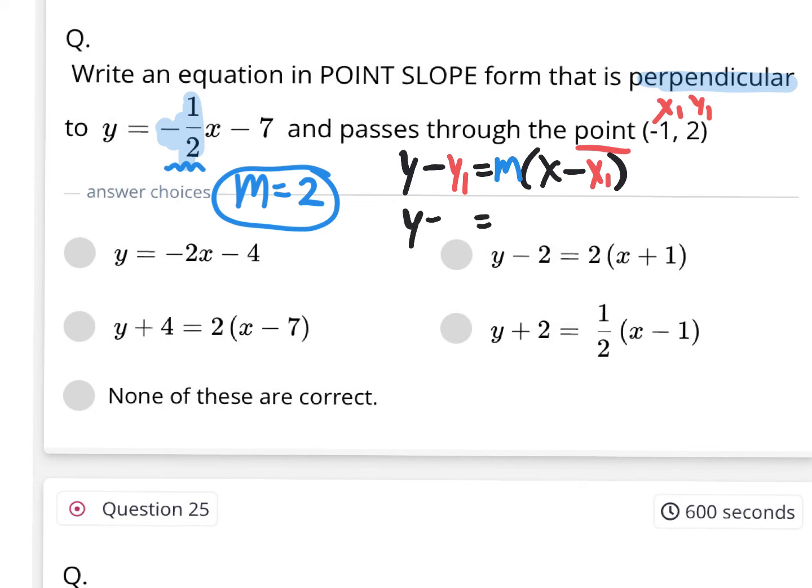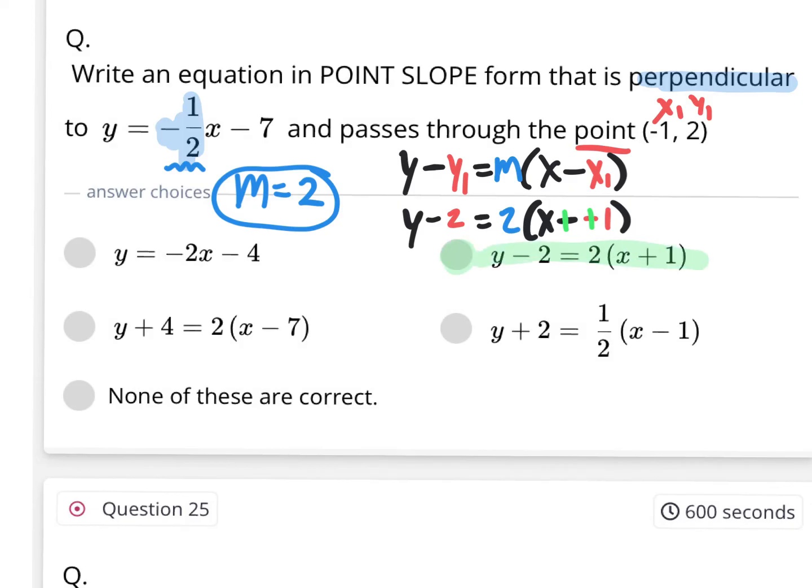Y minus blank spot equals blank spot parentheses x minus blank spot, and let's plug in our y1 value of 2, our m value of 2, and our x1 value of -1, which we need to change to a plus, because minus minus changes to positive. So there is our point slope form equation: y minus 2 equals 2 times (x plus 1). This is the correct answer right here.